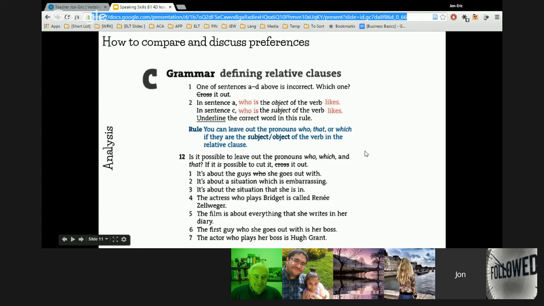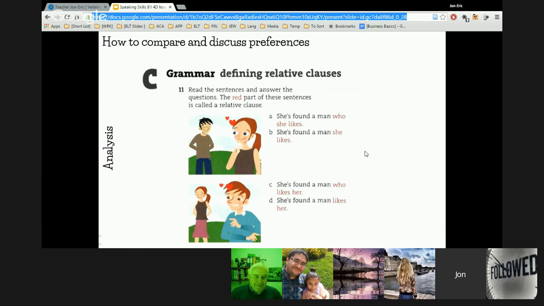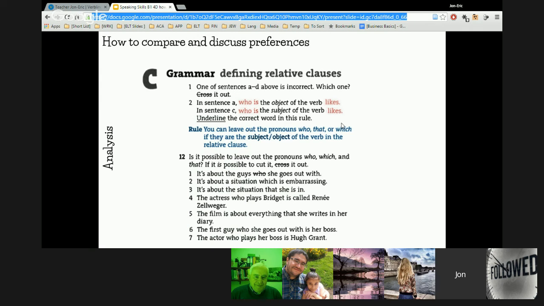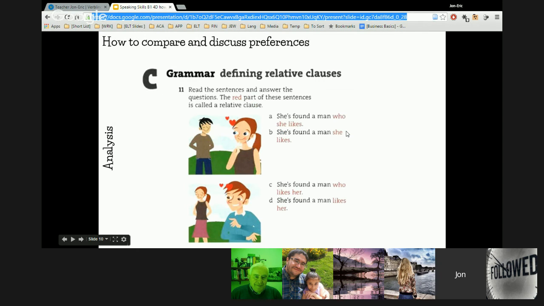Who is the object in letter A? Look at letter A. She's found the man who likes. Who is the object? That means it comes at the man. Right. Okay. Now let's look at sentence C. In sentence C, she's found a man who likes her. Okay. A man who likes her. Man is the subject of the sentence, not the object, because it is the man who is doing the action, not the woman. So the man is the subject in that case.